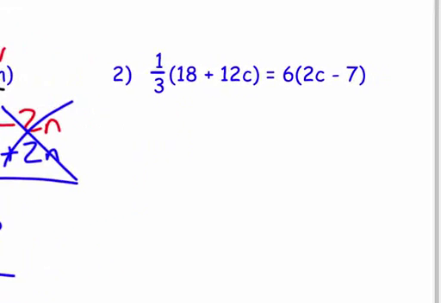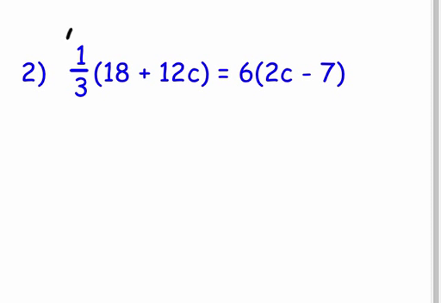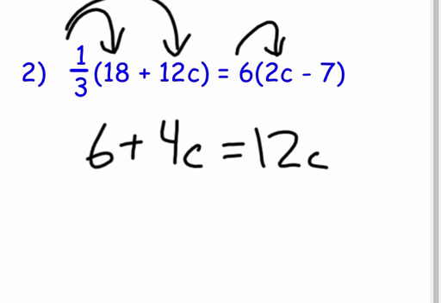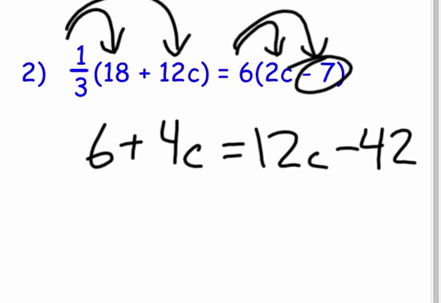Number 2, same thing. Let's go ahead and distribute to simplify. So 1/3 of 18 is 6, right? I'm really just dividing by 3 here. So 1/3 of 18 is 6. And 1/3 of 12c, well, 12 divided by 3 is 4. So 4c equals 6 times 2c, which is 12c, and 6 times -7, which is -42.